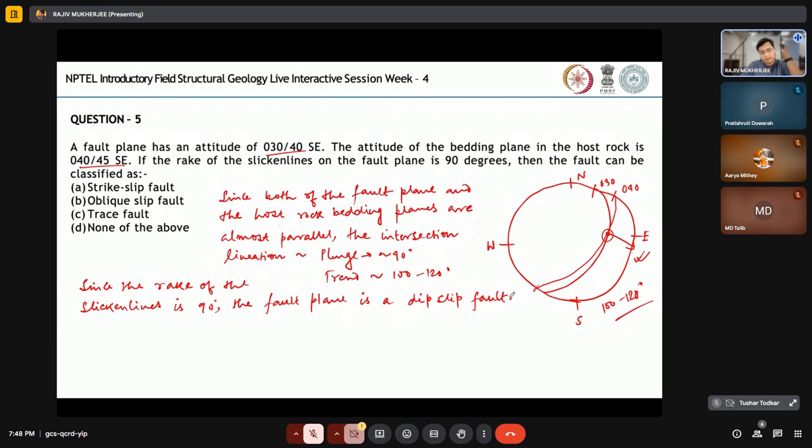the fault plane. So based on this observation, we can say that if displacement takes place along the fault plane, it will hardly be recognized. The offset will be hardly recognized because of the parallelism between the bedding plane and the fault plane. And that is why these kind of faults are known as trace faults, because the trace of the bedding planes are parallel to the fault planes, and trace of the bedding planes are parallel to the slicken lines. So that is why this is a trace fault, and option C is the correct answer.